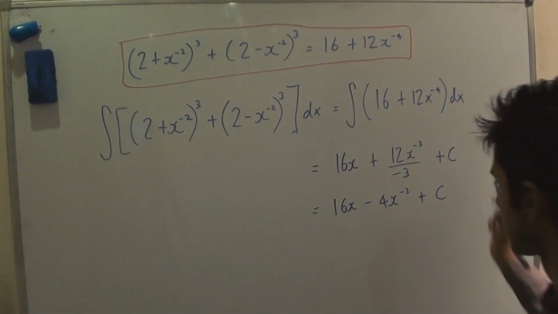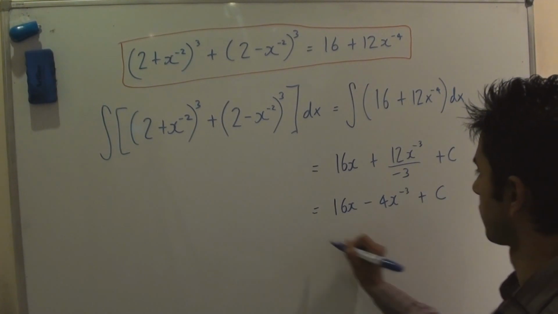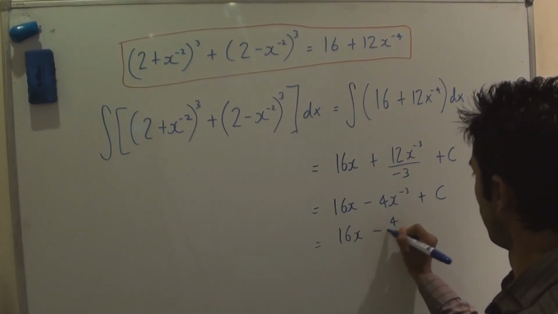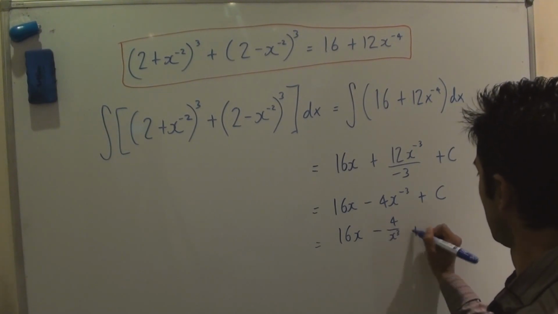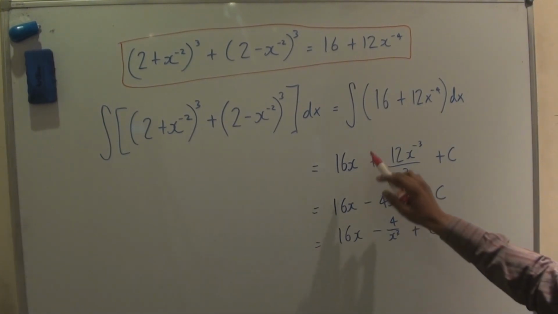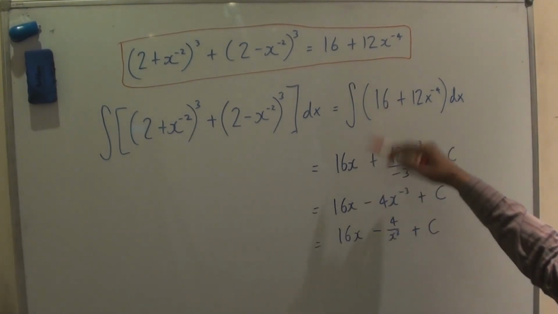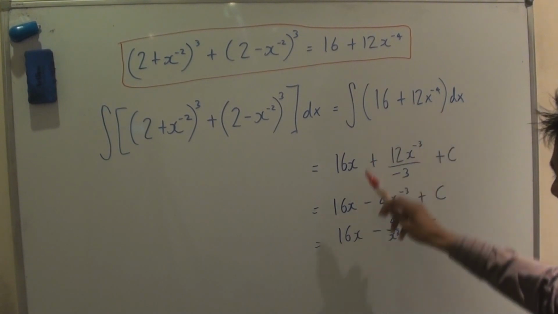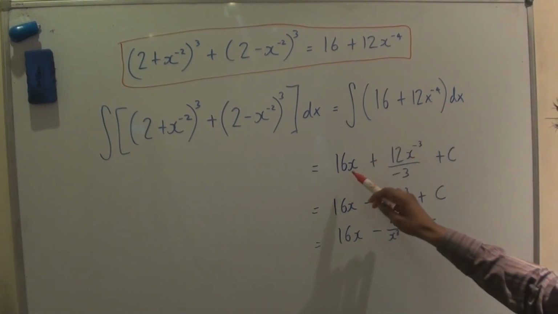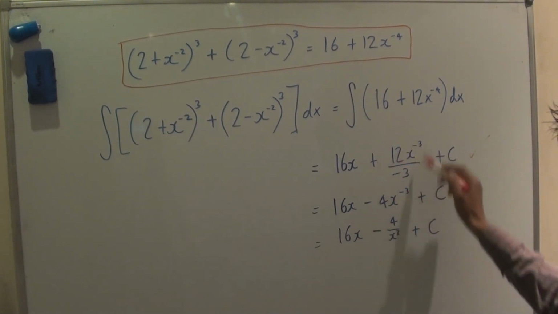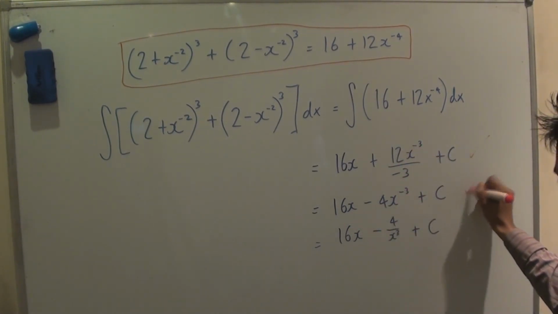Now that's enough to get the marks, but I always like to write this in the correct form. So this gives you 16x minus 4 over x cubed plus c. Now where do I personally think the marks are awarded for this question? The first mark I think is for understanding that the integral of this is equal to the integral of this, and attempting to integrate the 16 to give you 16x. And finally, when you tidy this up, giving you minus 4x to the minus 3, I think that gets you your 2nd mark.